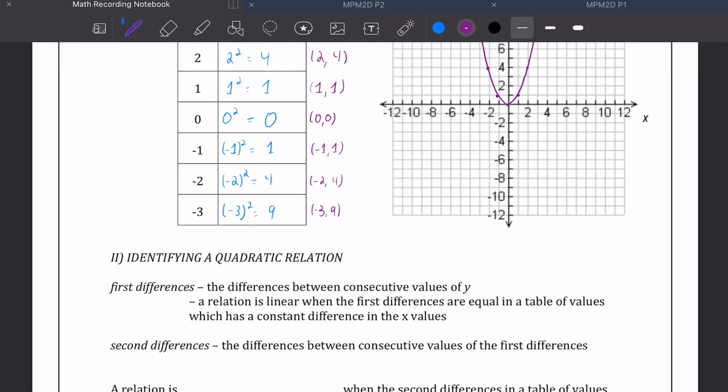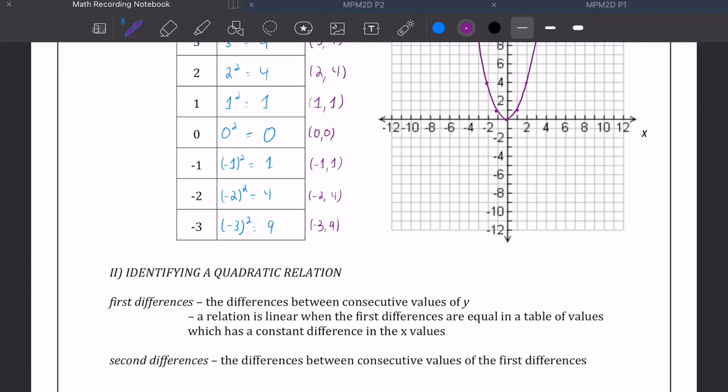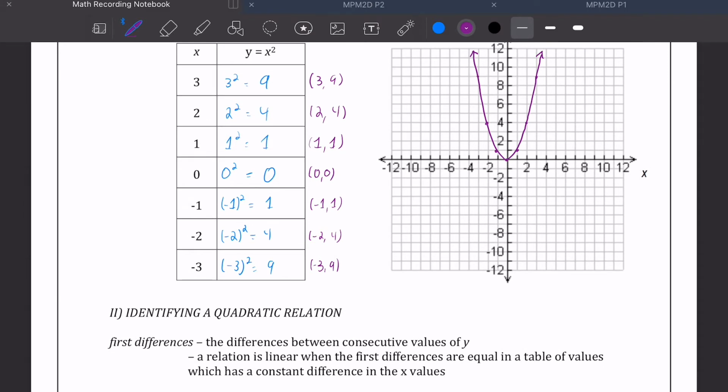So how do we identify quadratic relations? Say if we just had a table of values and we're like, does this table of values depict a linear equation, a function, a quadratic? We just have this table of values. We don't know. So one way we can look at it is first differences. You take the differences between consecutive y values. A relationship is linear when the first differences are the same. It's one thing we need to know about first differences.